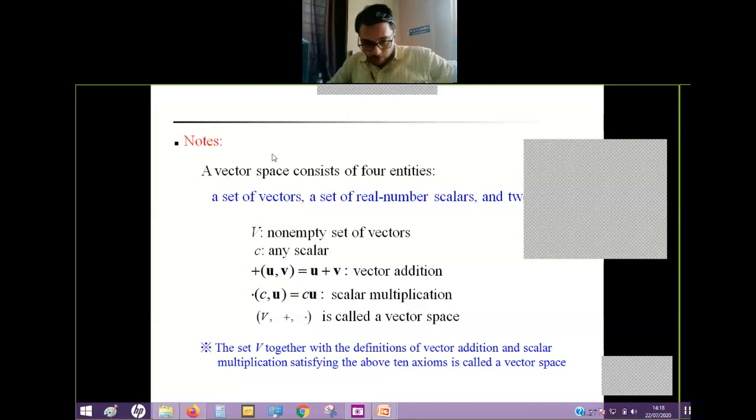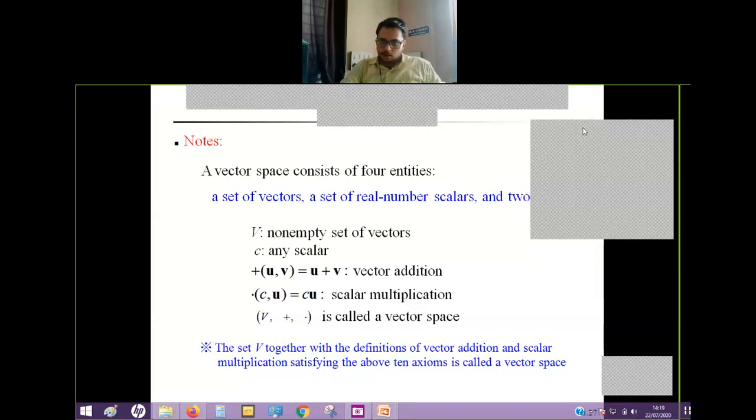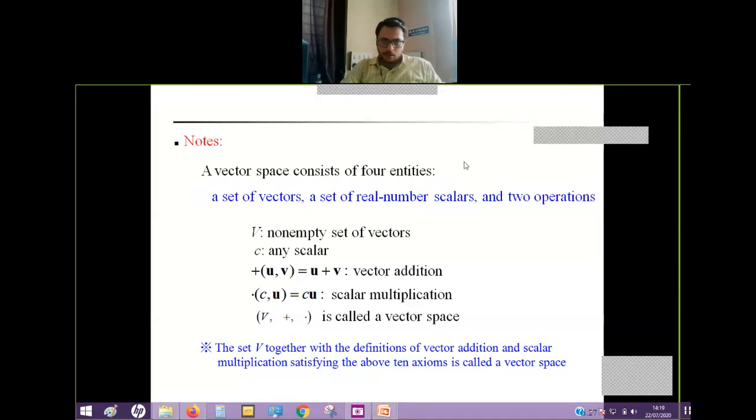In yesterday's lecture, we saw the definition of a vector space and the four entities that we need to consider while defining a vector space. Okay, so I think we can start further discussion.